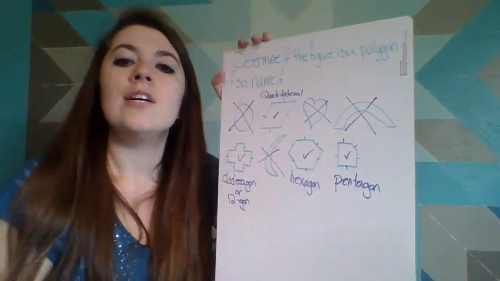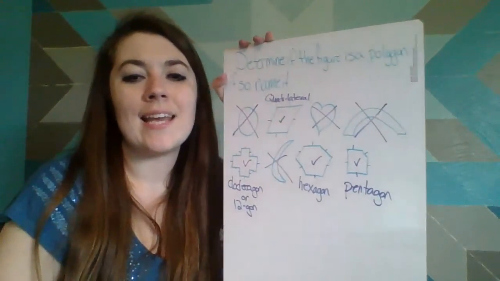Excellent. So you'll be looking at classifying or naming your polygons, as well as determining whether or not a shape is a polygon. So remember, polygons have to be closed. They have to have straight sides. So the line segments are straight. There's no curvy sides in there at all.